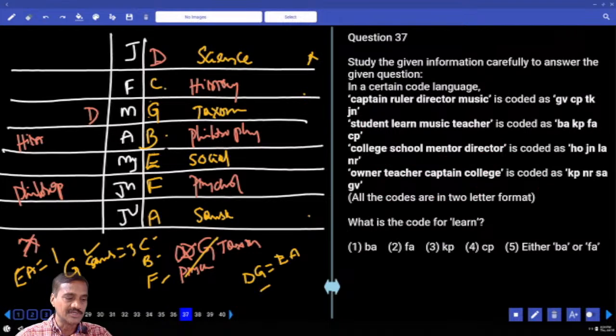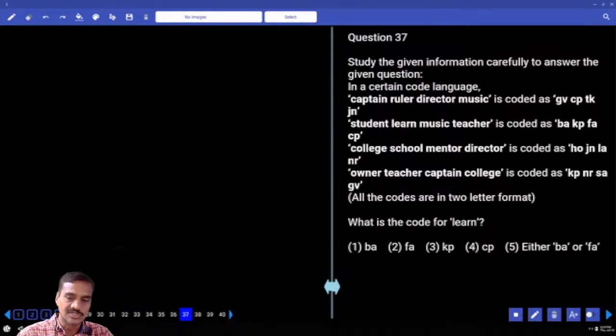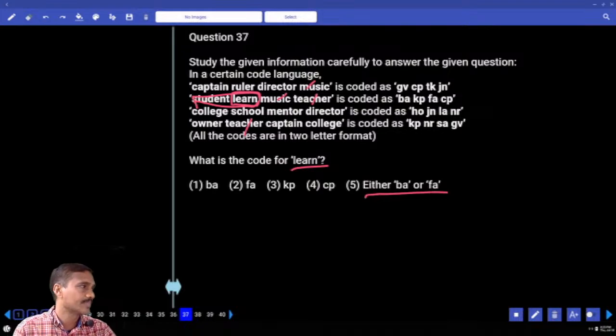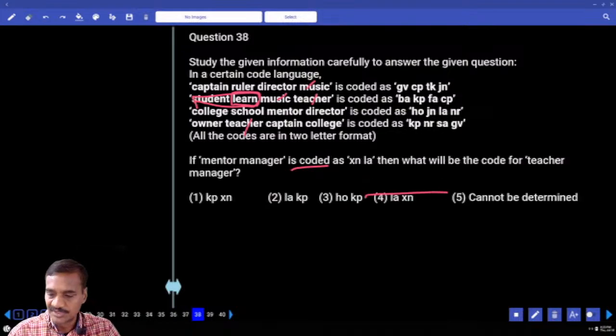Now 37 to 40 questions are given under this one. First or the second priority? Definitely under the first priority. Then what is the code to the word learn? Where is the word learn here? Learn is here, isn't it? As learn is not repeated anywhere else. Now student, music and teacher. Music is common, as we have a code, and student and teacher. Now teacher is common, whereas student is not repeated, and student and learn are left over. 2 words are left over, 2 codes, and say either BA or FA. Choice 5.